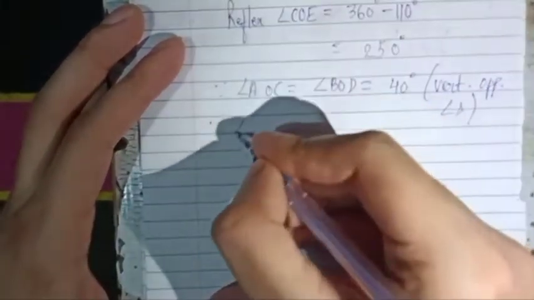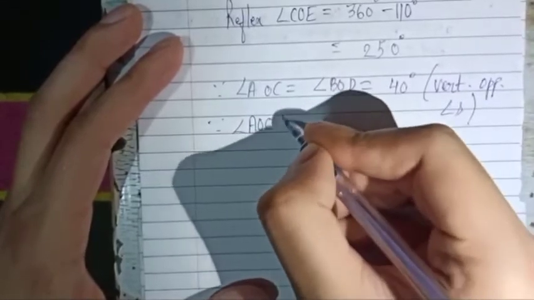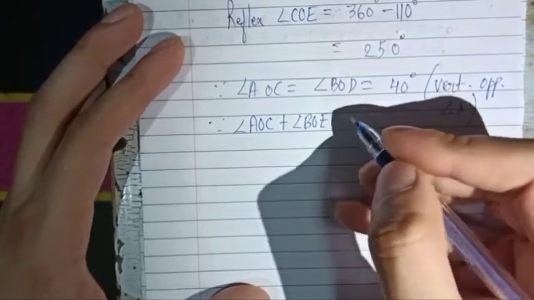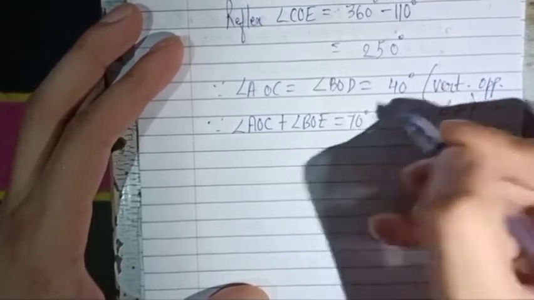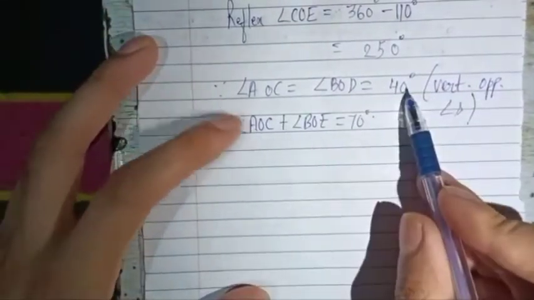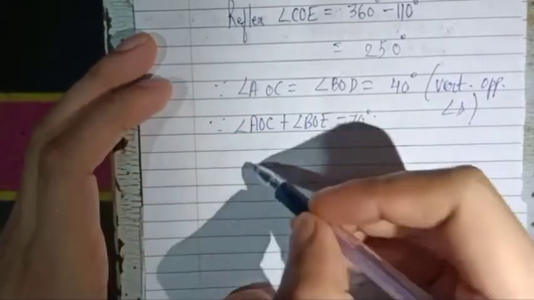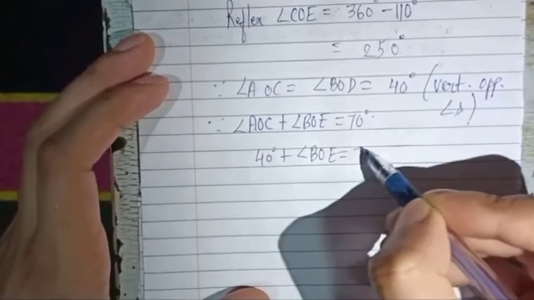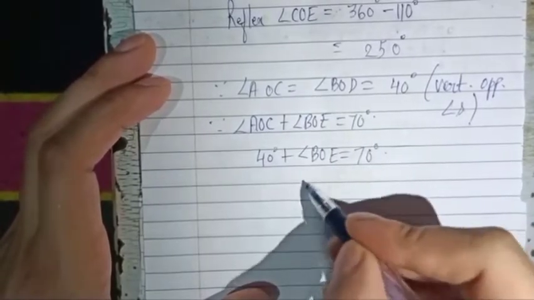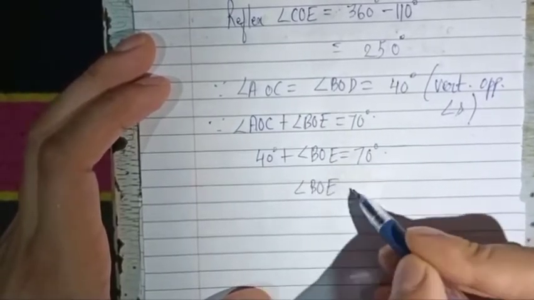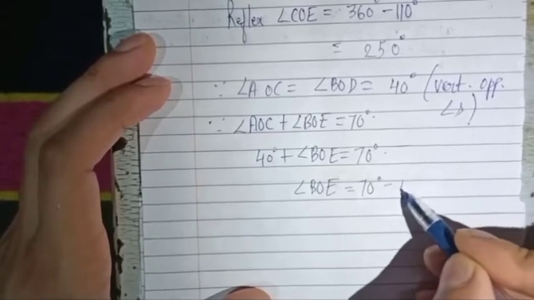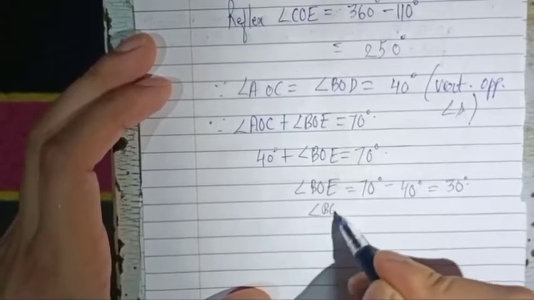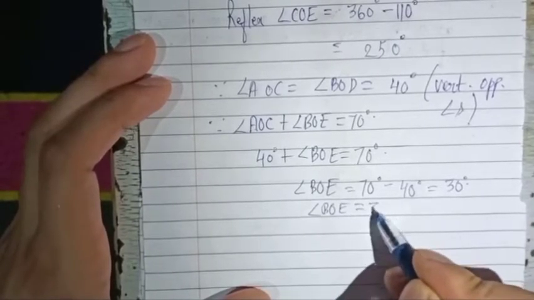Now since we have angle AOC plus angle BOE equal to 70 degrees, and AOC is 40 degrees, we will substitute 40 degrees here. So 40 degrees plus angle BOE is equal to 70 degrees. Therefore angle BOE is equal to 70 degrees minus 40 degrees, that is 30 degrees. So the measurement of angle BOE is equal to 30 degrees.